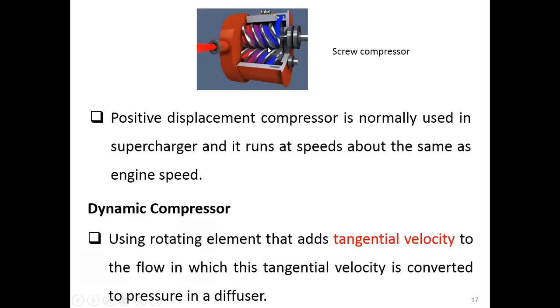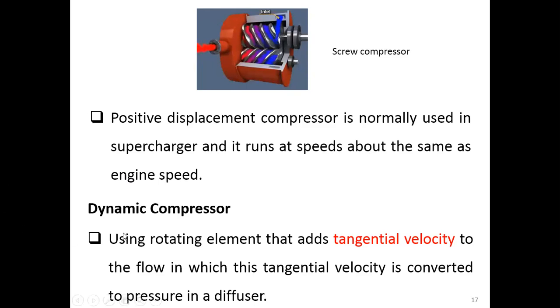So the positive displacement type compressor is normally used in superchargers. And it runs at about the same speed as the engine speed, because it receives the power delivered directly from the engine. So the speed of the engine will determine the speed of the supercharger.